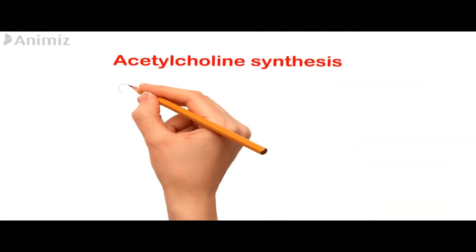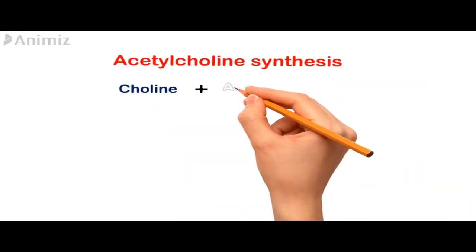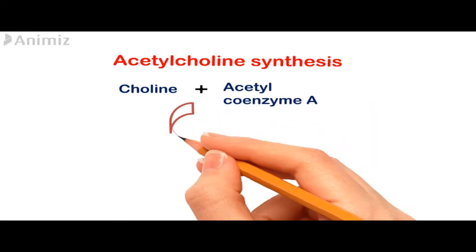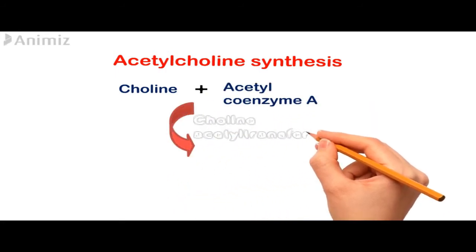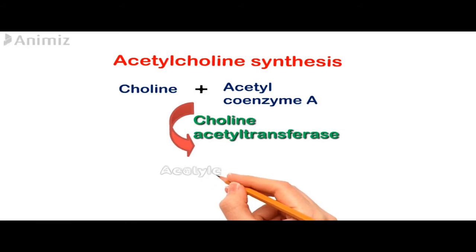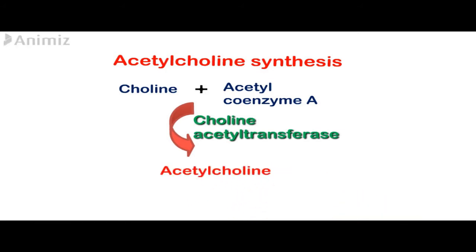(1) Synthesis. Choline is transported from the extracellular fluid into the cytoplasm of the cholinergic neuron by an energy-dependent carrier system that co-transports sodium. Choline acetyltransferase catalyzes the reaction of choline with acetyl coenzyme A to form acetylcholine in the cytosol.